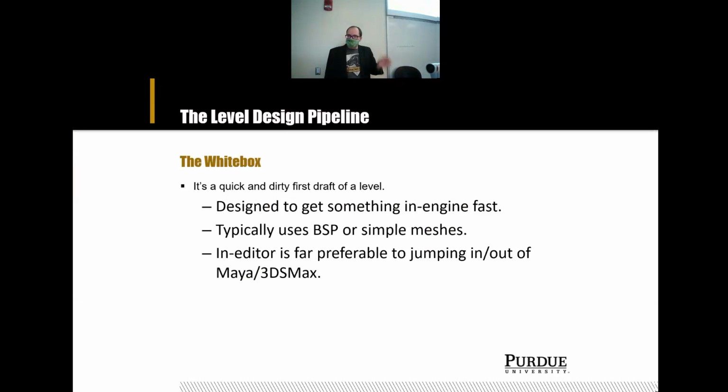So it's a quick and dirty first draft of a level, and you want to get something in engine quickly. You're typically going to use BSP or simple meshes, although I do find that BSP is used less and less, though people still use it. It's still in Unreal. I actually really like BSP. Lots of old school level designers like BSP. It used to be that BSP is just how the game was made, period, right? If you play an old Call of Duty game, most of that environment is BSP with models, meshes that are decorating it.